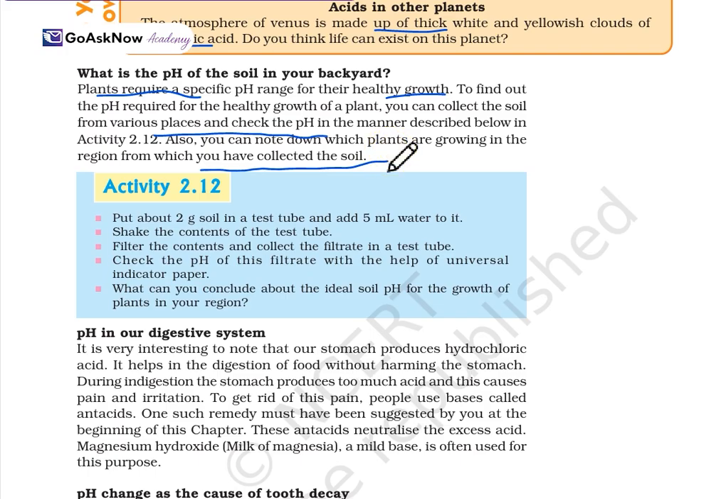Firstly, the activity: put 2 grams of soil in a test tube and add 5 ml water to it. Now shake the contents of the test tube, filter the contents and collect the filtrate in a test tube. Also check the pH of the filtrate with the help of universal indicator. And what can you conclude about the ideal soil? You will get it from there.